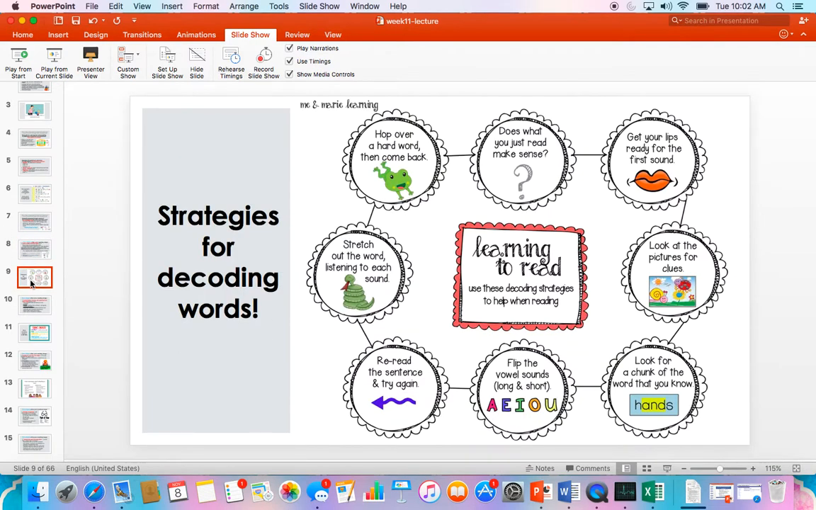So here are some strategies that we may use for students to help them learn how to decode words. Get your lips ready for the first sound. Look at the pictures for clues. Look at a chunk of the word that you might know or that you've seen before. Flip the vowel sounds, long and short. Reread the sentence, try again. Stretch out the word, listen to each sound, hop over a hard word, then come back. Does what you just read make sense out loud?